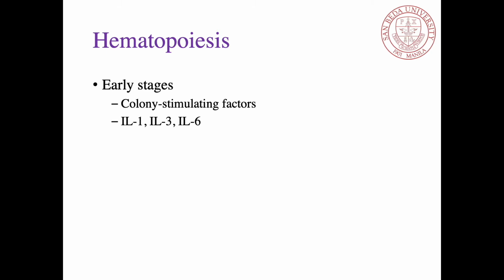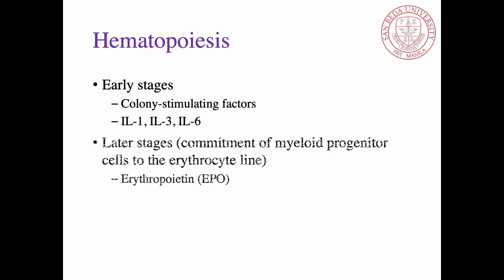During the early stages, we have colony-stimulating factors, as well as the following interleukins that function as such. In the latter stages, particularly for red blood cells or erythrocytes, at the point where the myeloid progenitor cell is already committed to differentiation into the erythrocyte line, erythropoietin now becomes the primary hormone that stimulates their production.